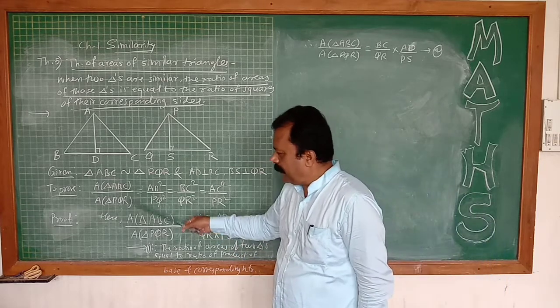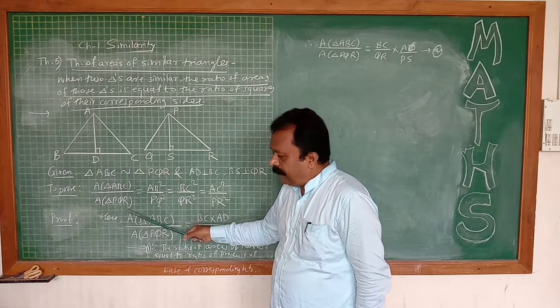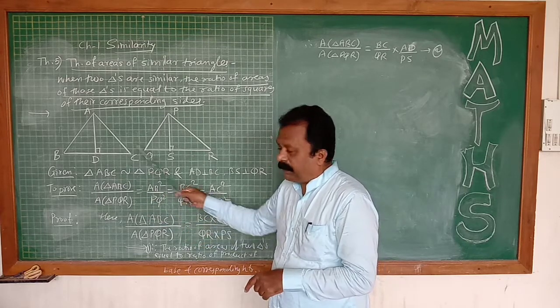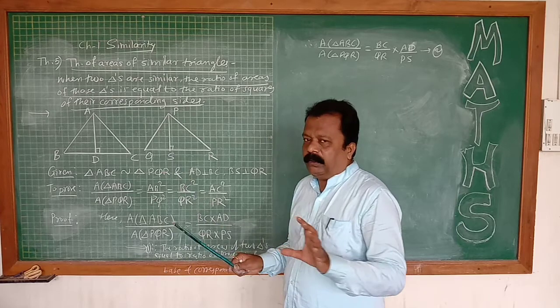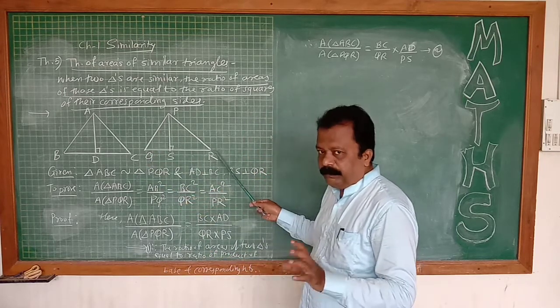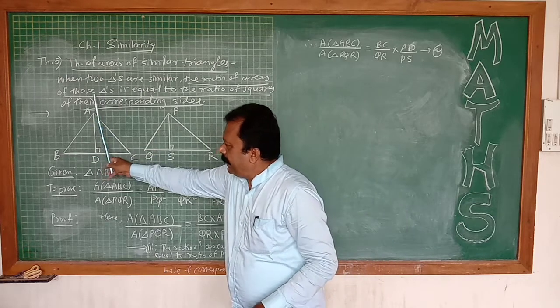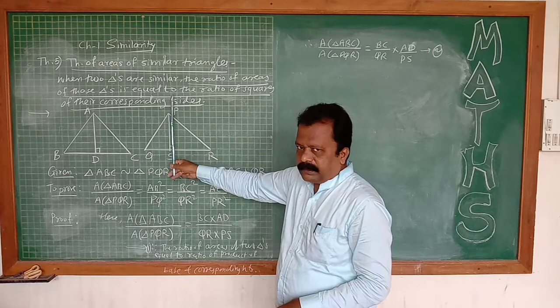This will give you the left part, which you have to prove. You get the left part if you use property number 1. So according to property number 1, area of triangle ABC divided by area of triangle PQR is equal to BC into AD divided by QR into PS. See here.